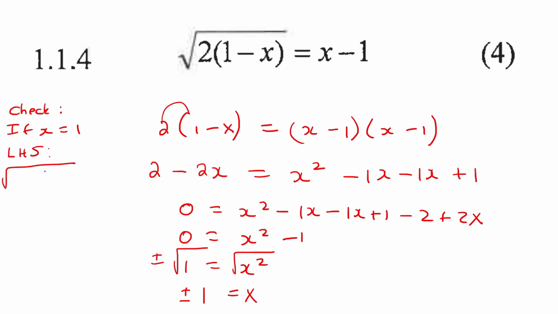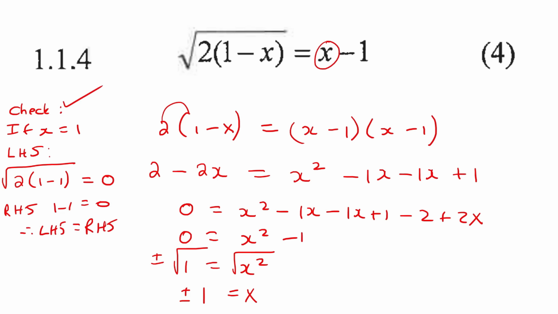So that'll become square root 2 times 1 minus 1, and that'll equal 0. Then if you check the right-hand side, if you plug in 1, you're going to get 1 and then minus 1, and that's also 0. So therefore, left-hand side is right-hand side. So that solution is perfect. Yes, that's a good one.